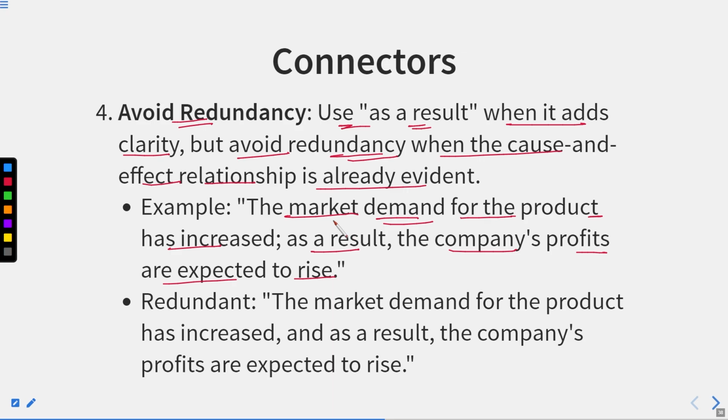For example, if I say, what is the difference between these two statements? Let us see. The market demand for the product has increased. Now, this is "has increased." It means this is proved that the market demand for the product has increased.